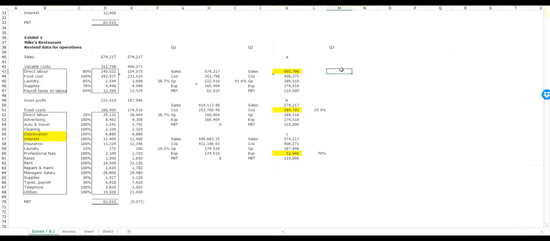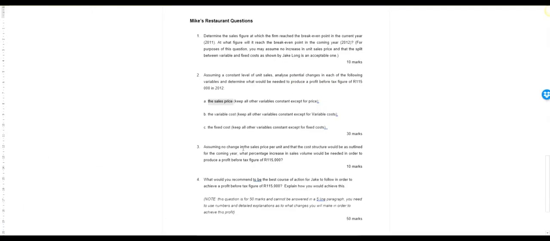Question 3 is asking us if we want to achieve a profit of 115,000 by increasing the volume, how would we achieve that? Let's be sure we've got that correct. Assuming no change in the selling price per unit or the cost structure outlined in the coming year, that means our fixed and variable costs are as determined. What percentage increase in sales volume would be needed in order to make a profit of 115,000?